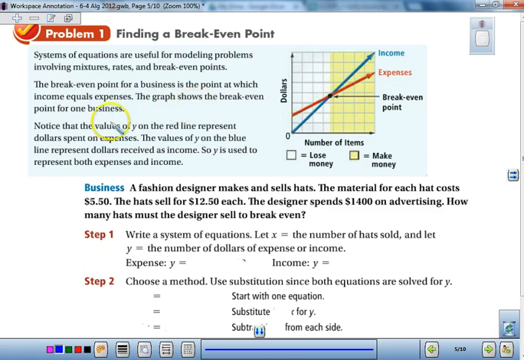The graph shows the break-even point for one business. It says, notice that the values of the Y, the red line, represent the dollars spent in expenses. The values of Y on the blue line represent the received income. So Y is used to represent both expenses and income. So let's look at a situation.